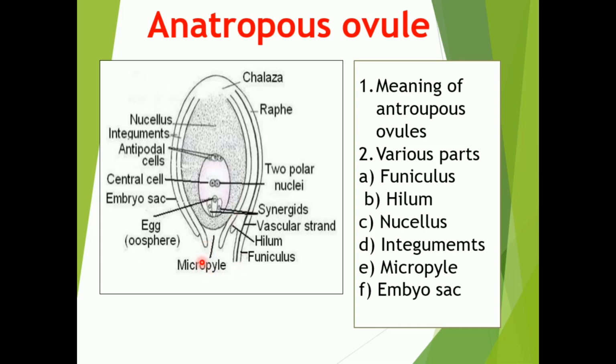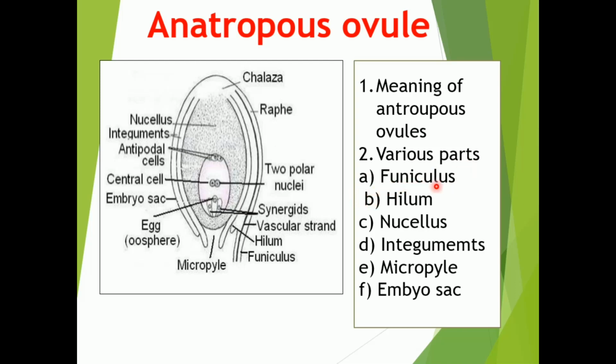Micropyle and funicle. This is a funicle. This is a micropyle. Here the micropyle is bent, so such a structure is called an anatropous ovule. Now in this anatropous ovule, various parts are present.